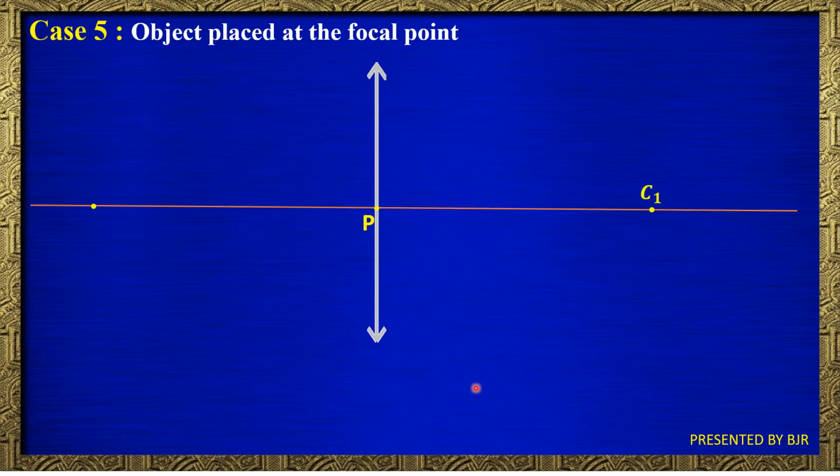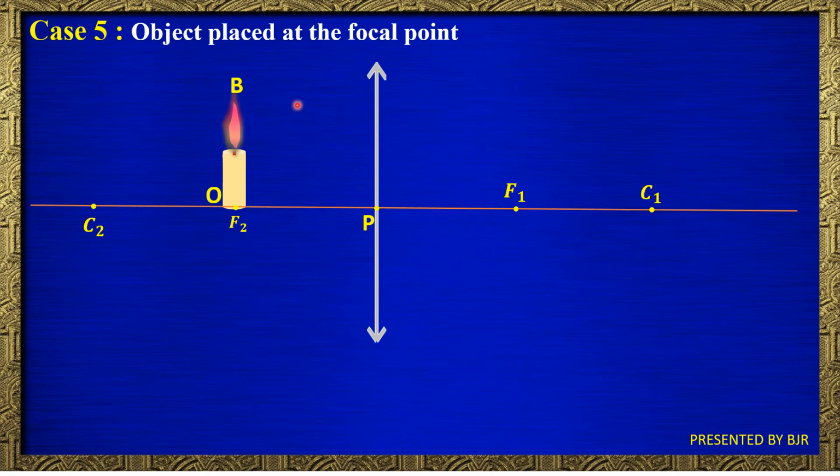We have known all these things. C1, C2 are the centers of curvature, and F1, F2 are the focal points or foci. Okay, focus singular, foci plural. Right, now I am placing the object at focal point F2. Now, here OB is the object. Let us see where its image will be formed.